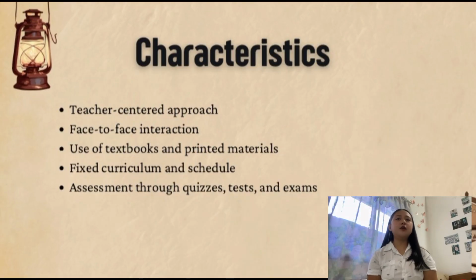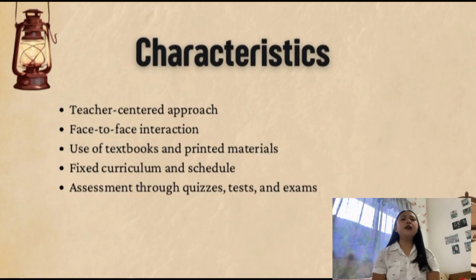So now, let's look at the characteristics of traditional learning. Each of these defines how this method works in the classroom. So first, we have the teacher-centered approach. The teacher is the main source of knowledge. Students are expected to listen, follow instructions, and rely on the teacher's guidance, making the teachers the authority in the classroom. So second, we have the face-to-face interaction. Learning happens inside the classroom where students and teachers communicate directly. This allows for immediate feedback, discipline, and guidance whenever needed.